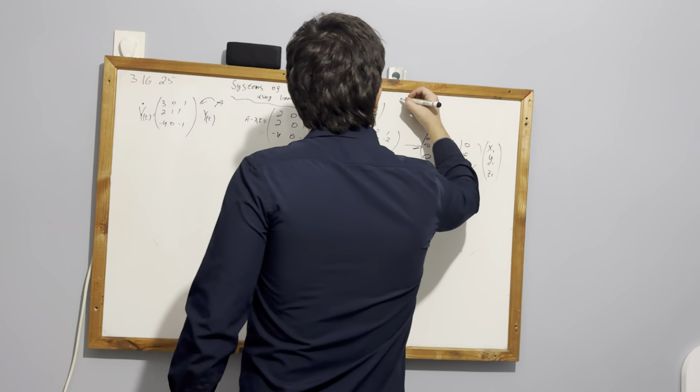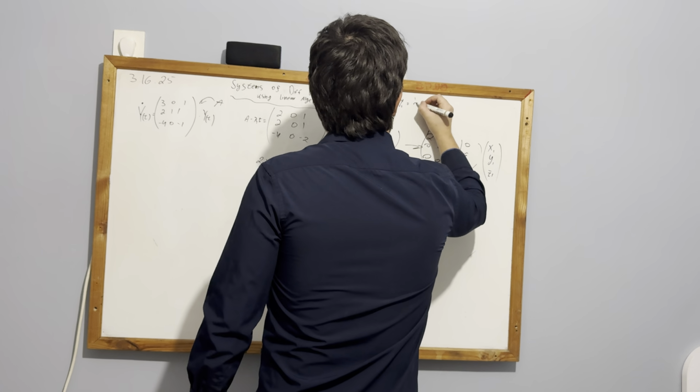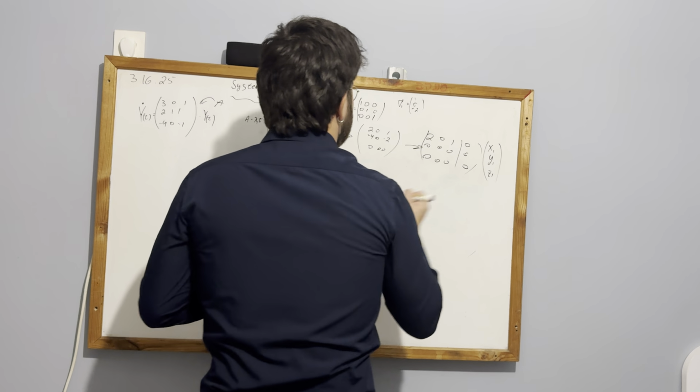I'll write it here. v1 is equal to 1, 0, minus 2. Let me get another marker. This is the first vector.